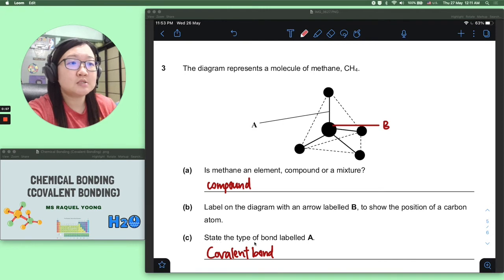Part C, state the type of bond labeled A. So this is a covalent bond, right? Remember, covalent bonding only happens between non-metals. Already in the diagram, it's very obvious that it's a covalent bond, but another way of cross-checking is to look at the chemical formula, which consists of carbon and hydrogen, right? And these two elements are non-metals. So that would be an added confirmation that the bonding here is definitely a covalent bond.